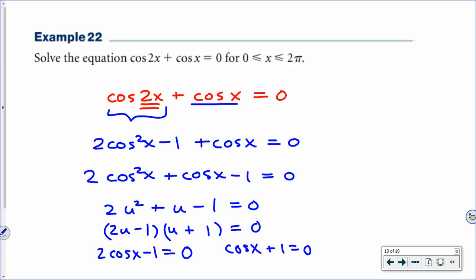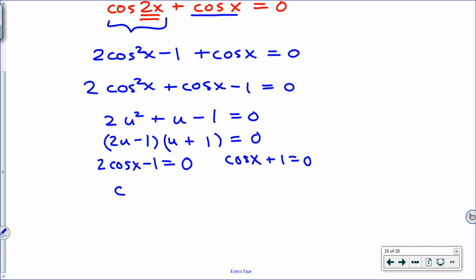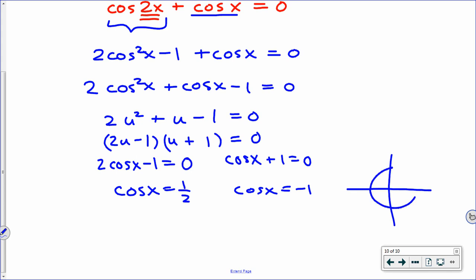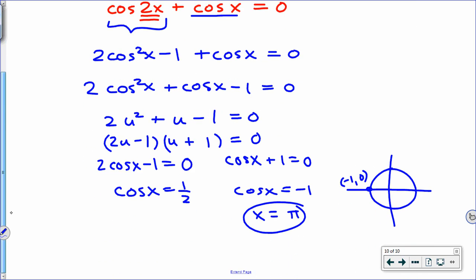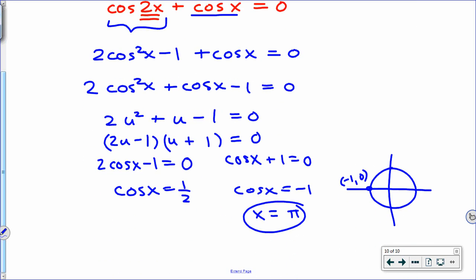These should be solvable without a calculator. This one is cosine x equals 1/2. That's a recognizable ratio. And this one is cosine x equals negative 1. That's the easier one to solve because there's only one place on our unit circle where the x coordinate would be negative 1. That's over here at pi. I'm just going to double check the interval and make sure that it was a 0 to 2 pi interval. It is, so that's the only solution where the cosine of x would be negative 1.